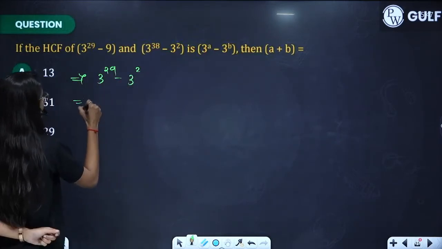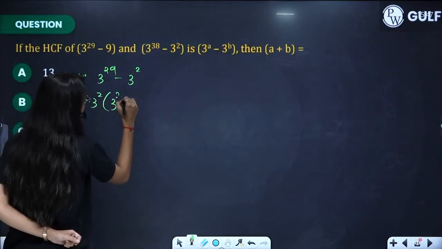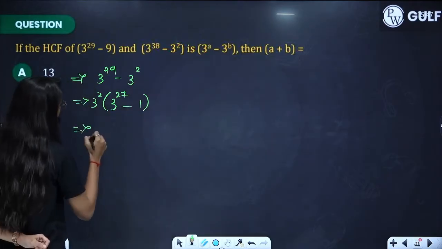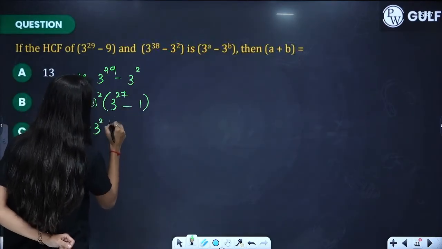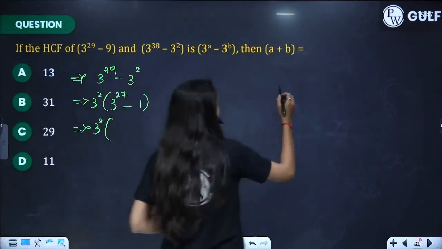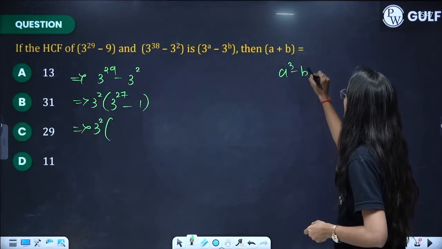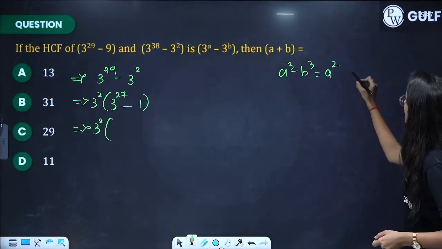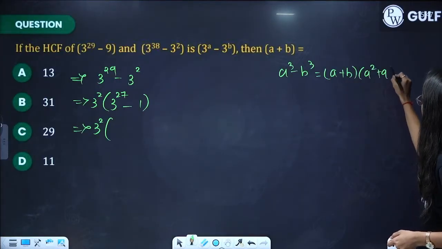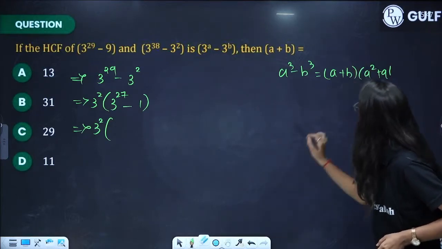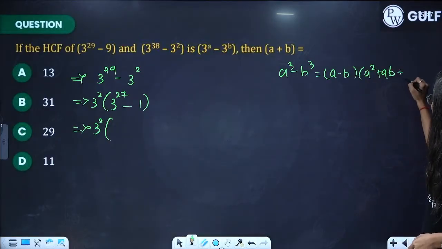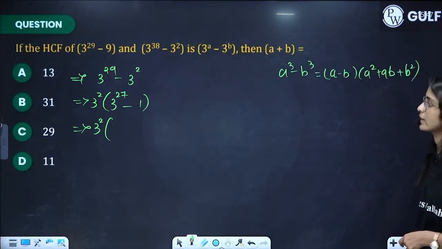I am writing it straight away. It's 3 square. Taking 3 square common, I am getting 3 raised to 27 minus 1. Now see, I cannot apply any formula directly. So let me apply an identity which says that a cube minus b cube gives me a minus b multiplied by a square plus ab plus b square.